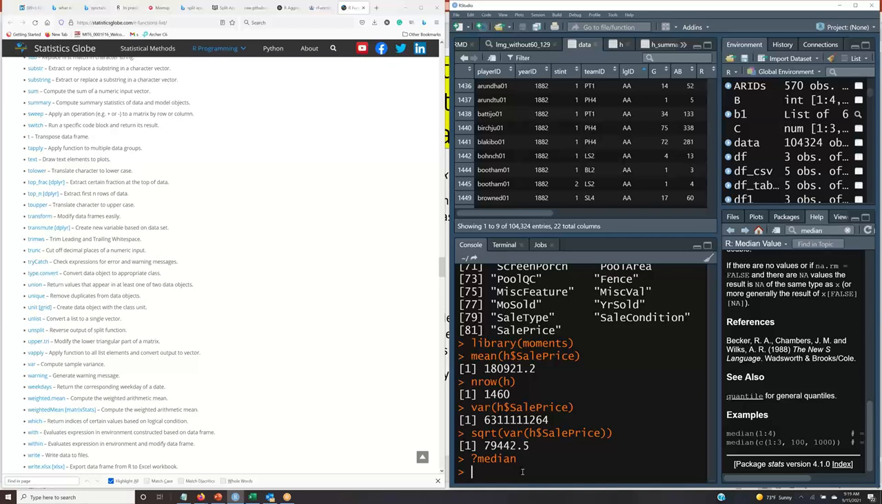It tells you the difference between the third quartile and the first quartile. So you can get the quartile. I mentioned that quantile will give me the data set, let's say the sale price. I want to find out the first quartile, 25%. That means the first quartile. So that's a way to find out the quartiles.